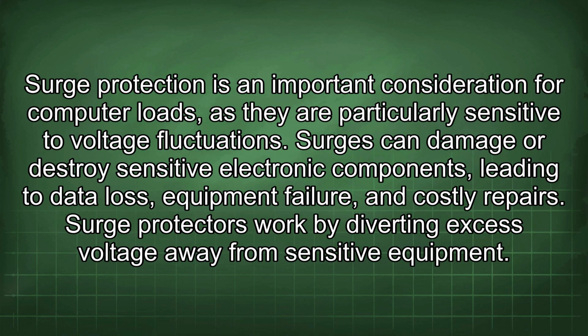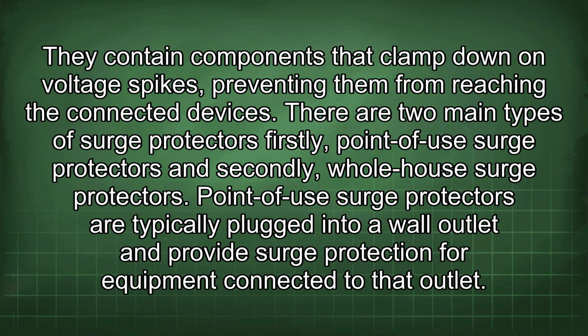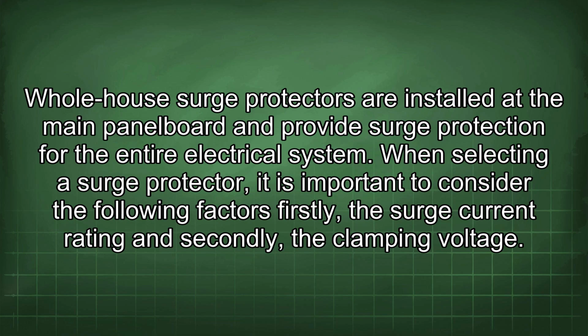Surge protectors work by diverting excess voltage away from sensitive equipment. They contain components that clamp down on voltage spikes, preventing them from reaching the connected devices. There are two main types of surge protectors: firstly, point-of-use surge protectors, and secondly, whole-house surge protectors. Point-of-use surge protectors are typically plugged into a wall outlet and provide surge protection for equipment connected to that outlet. Whole-house surge protectors are installed at the main panel board and provide surge protection for the entire electrical system.